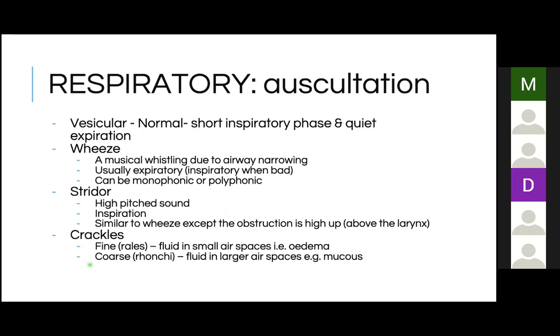And then finally, crackles. So you get very coarse crackles, which sound similar to when you're ripping off Velcro from something. So this happens when there's fluid in large air spaces like mucus. And then you also get fine crackles, which are just like a slight popping sound. So fluid in small air spaces, which could indicate pulmonary edema.